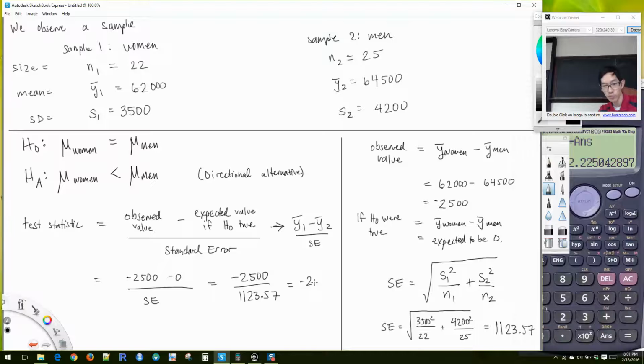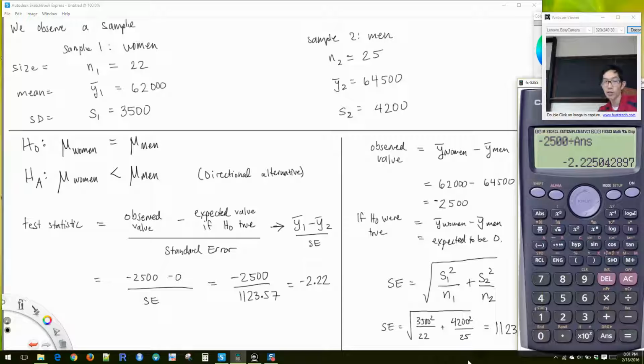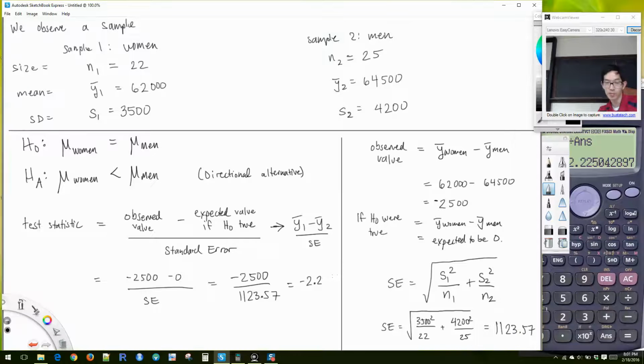Should you round it to 23? Huh? Should you round it to... Oh, you're right. I should round it to 2.3. Well, I could leave it 2.25. I'm going to just leave it negative 2.225.